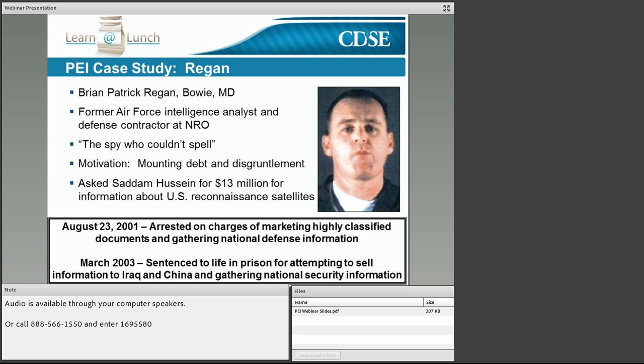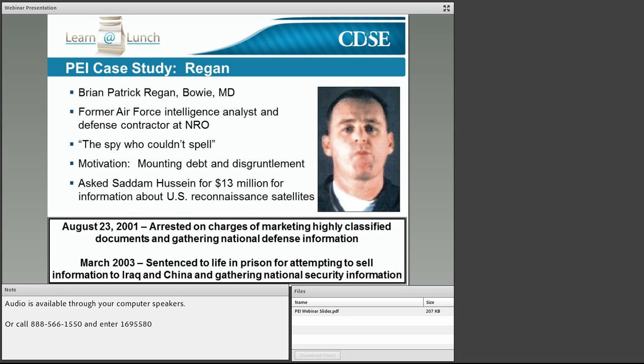He is thought to have been motivated not only by money, for he had very heavy personal debts, but also by a sense of disgruntlement. He complained frequently to former coworkers and neighbors about his job. After his arrest, authorities were able to reconstruct the timeline of his espionage activities.